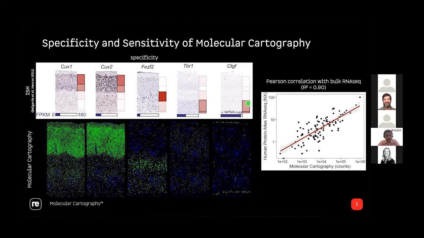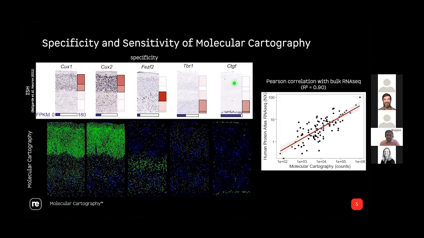So it was done using ISH. What you are seeing here is a few markers, of course, CUX1, CUX2, and so on. That was done using ISH, and this is our data for the same genes. Of course, we did that using a panel of 100 genes. What you can nicely see is that wherever CUX1 is expressed in ISH, we exactly see expression of CUX1 in the same layer. Same is for CUX2, and same is for all the other genes.